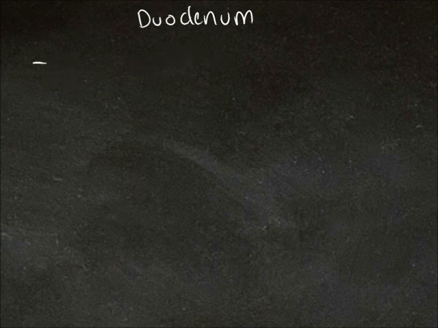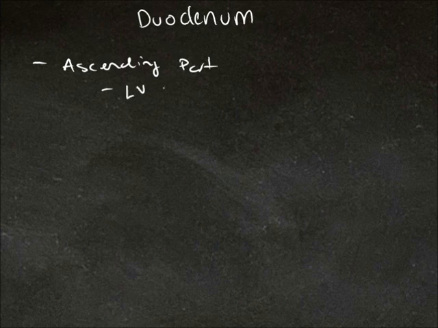Finally, we have the last part of the duodenum, the ascending part, which is the fourth part of the duodenum. This is at the level of lumbar vertebra 2 and connects the duodenum with the jejunum at the duodeno-jejunal flexure.